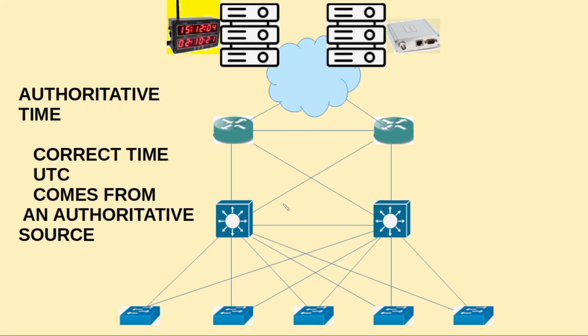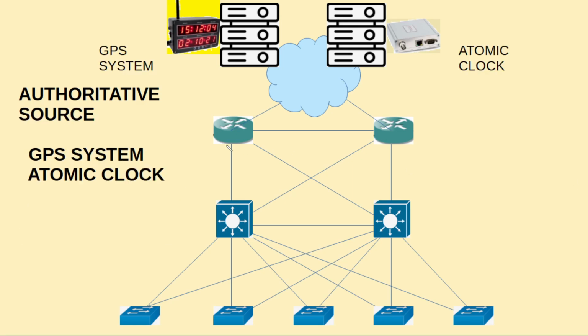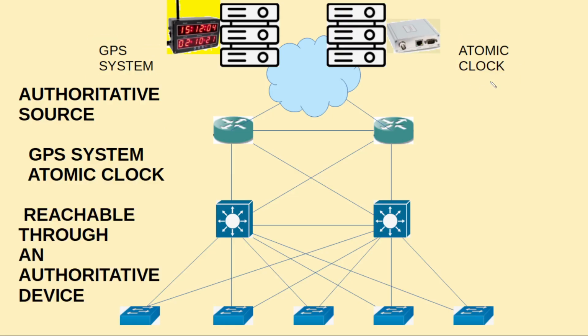The authoritative time is what we consider to be the correct time. It is given in UTC. We actually want our devices to synchronize with this authoritative time. The authoritative time comes from an authoritative source. Authoritative sources may be a GPS system or atomic clocks.